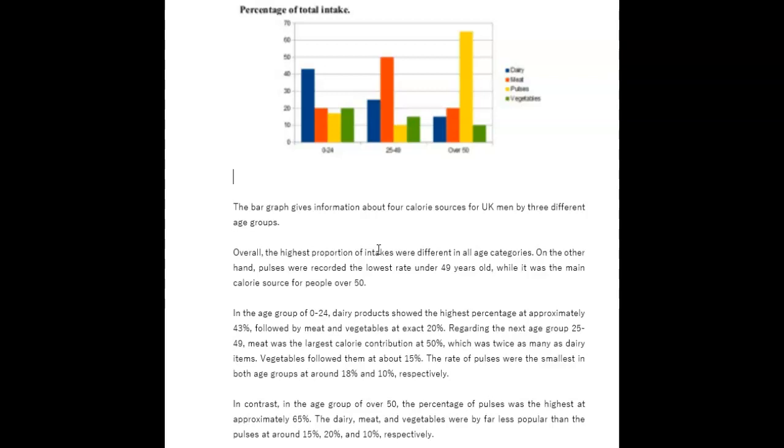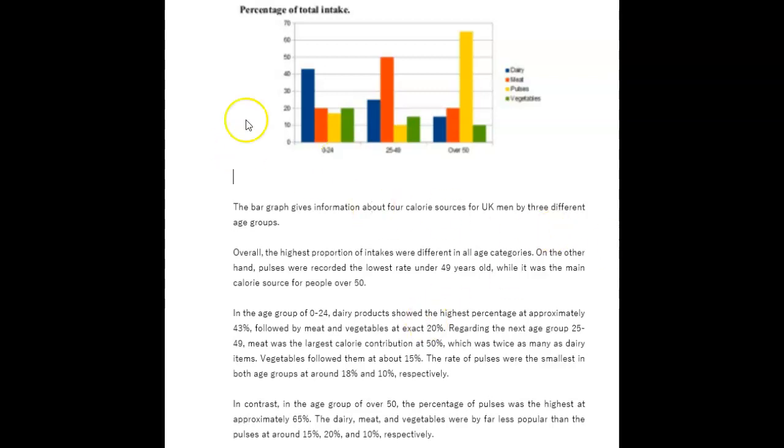Let's see what you wrote in your next paragraph. In the age group 0 to 24, dairy products showed the highest percentage at approximately 43%, followed by meat and vegetables at exactly 20%. Okay, each. All right, you want to say that they're each. It's a detail, but still, it's an important one. Regarding the next age group, all right, well, okay, there's pulses there. You didn't mention it. So we have no information about that. You could have just said one tiny little sentence, and pulses were slightly less. That's it. You don't really have a lot of information here, okay?